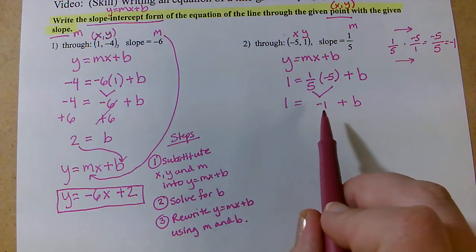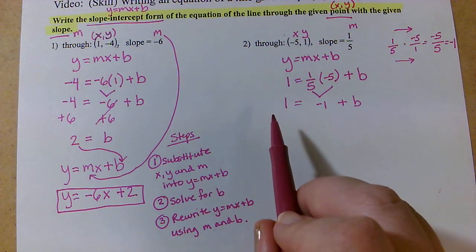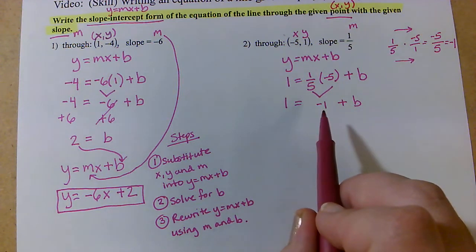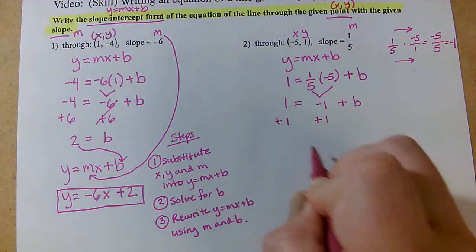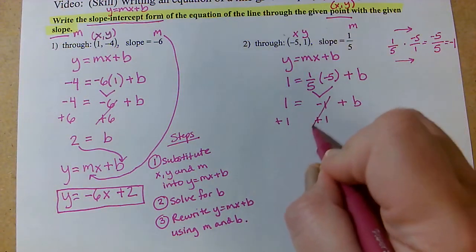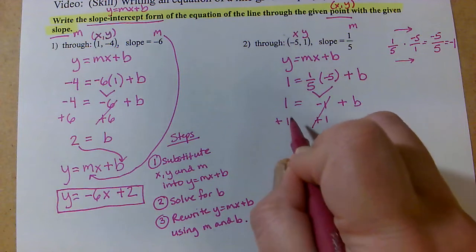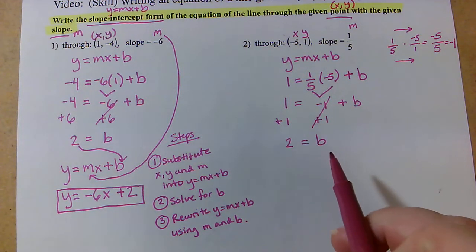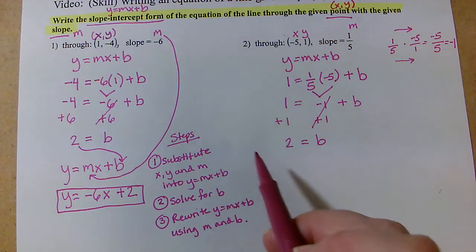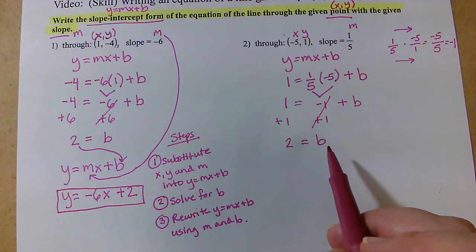So this -1 here needs to move to the other side of the equation. So I need to use the inverse operations. If it's -1, I'm going to add 1 to both sides of the equation, and these are going to cancel out. I'm going to have 1 plus 1, which is 2. 2 is equal to b. So again, in this situation, totally different problem, but the y-intercept is equal to 2 this time.